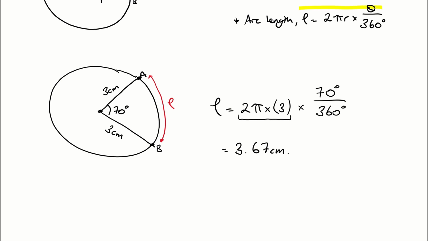So that's how we can find the arc length of a particular arc inside of a circle. This formula here is a really important one that would be handy to write down or perhaps remember. And if you can, remember where it comes from as well.